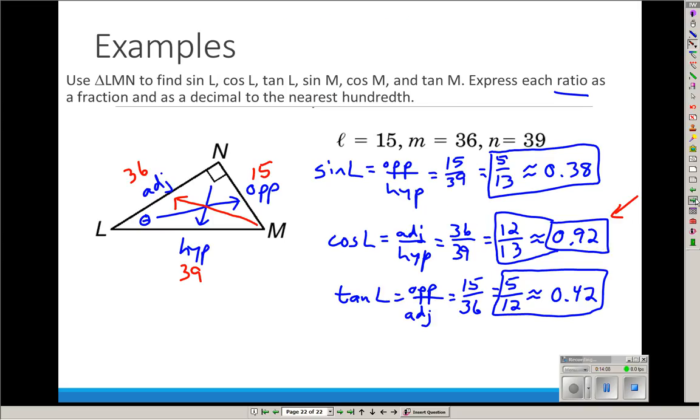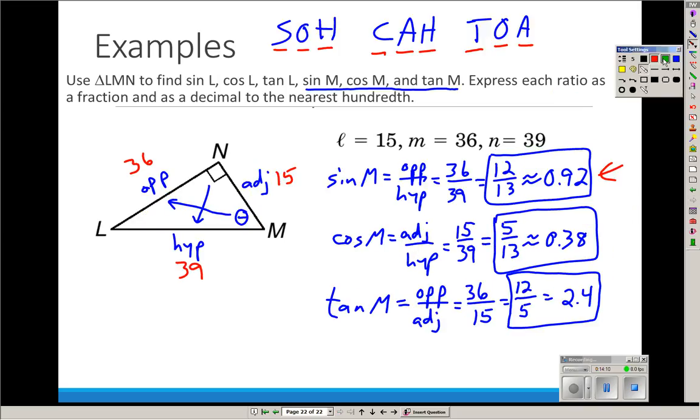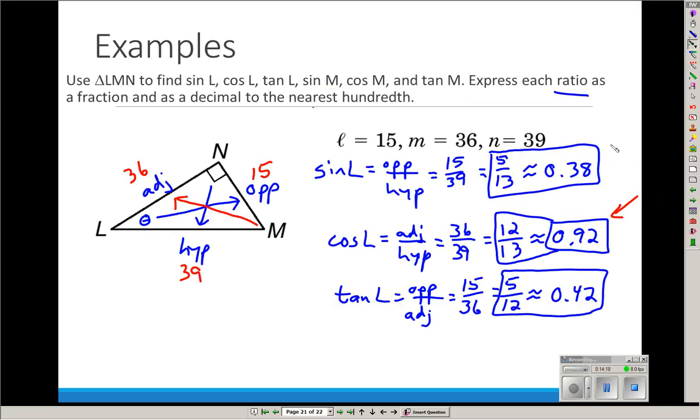Also, cosine of M is 0.38. Switch the angle of perspective. Sine of L is 0.38. So when you switch the angle of perspective, sine and cosine also switch places, which makes sense because my opposite and adjacent switched sides as well. So just keep that in mind. It's one of the interesting properties of sine and cosine.